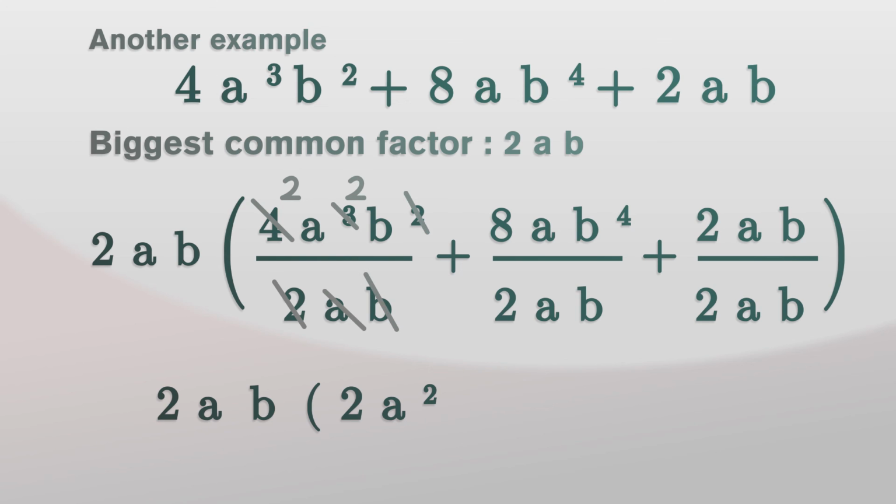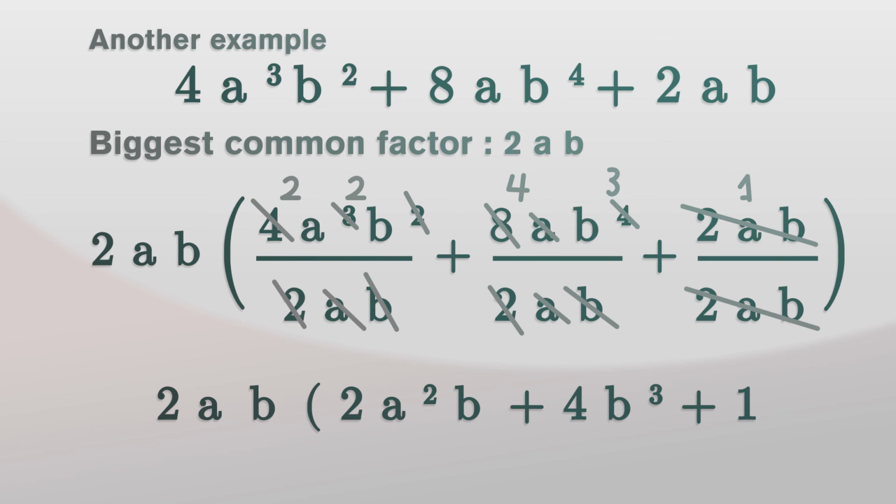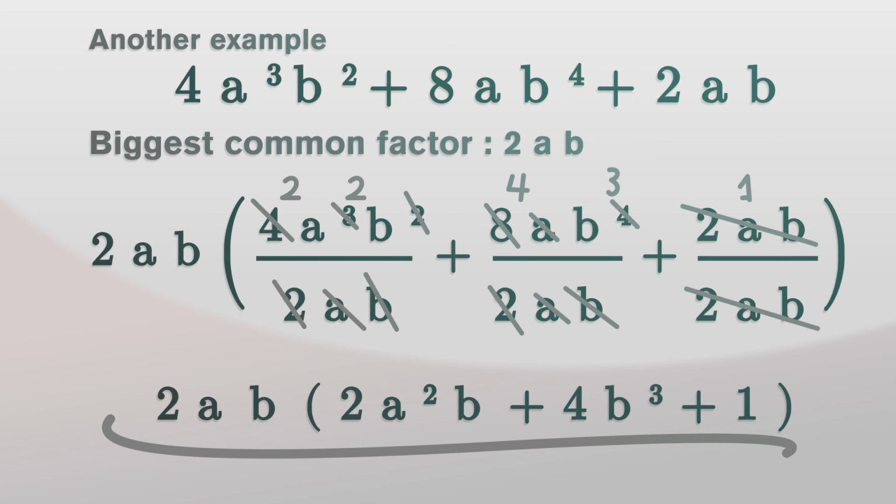outside of 2a squared b plus 4b cubed plus 1. Can you do the reality check? Do you get the original expression if you expand this bracket?